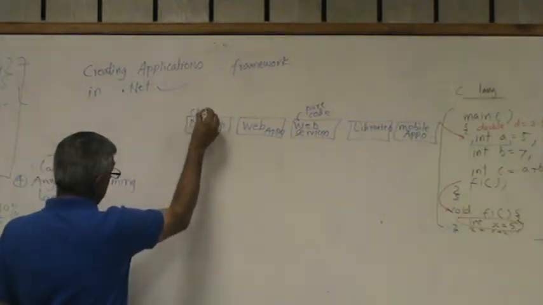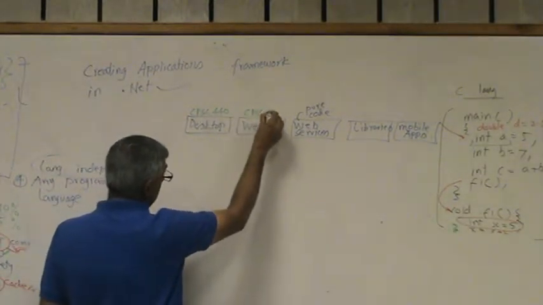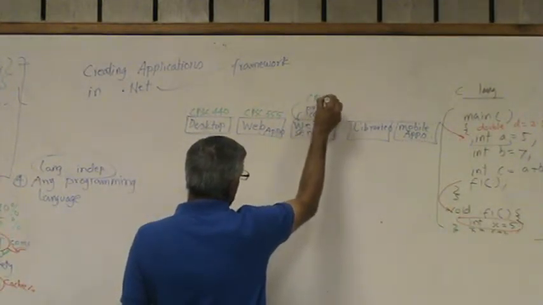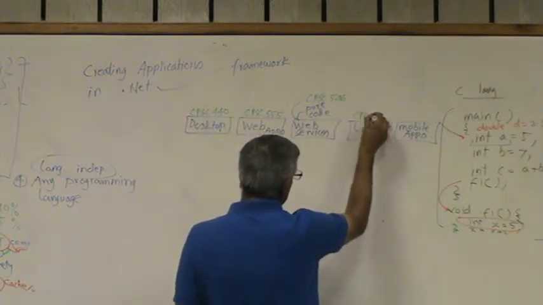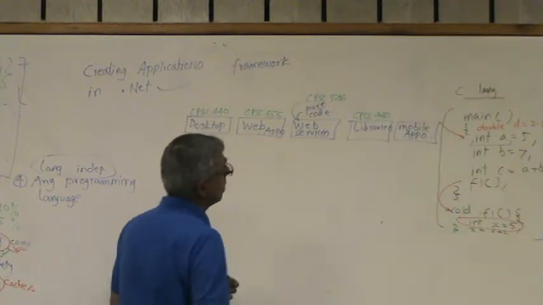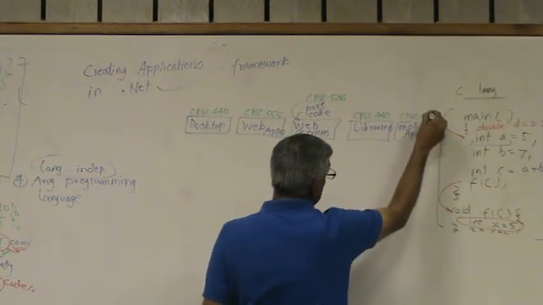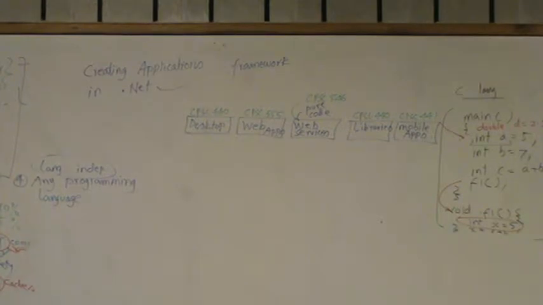Computer Science 440 focuses on desktop applications. Computer Science 555 focuses on web applications. Computer Science 546 focuses on web services. This is also Computer Science 4440, so I will also be showing how to create libraries. In mobile applications, some of you are in that course, 441, smartphone application development. So this way we are able to cover the entire spectrum. All of these can be created under .NET.